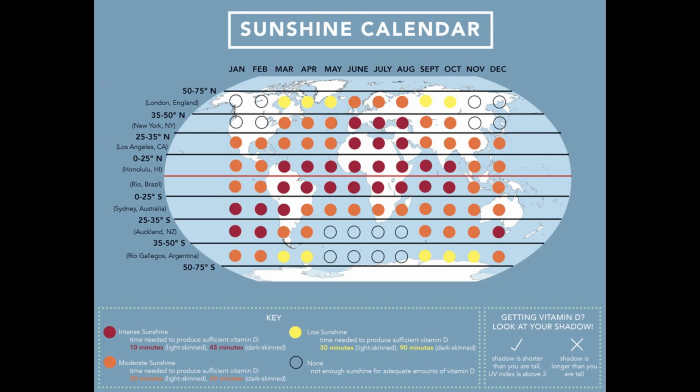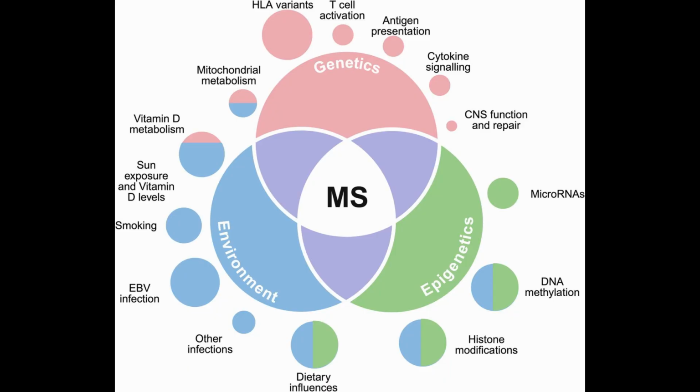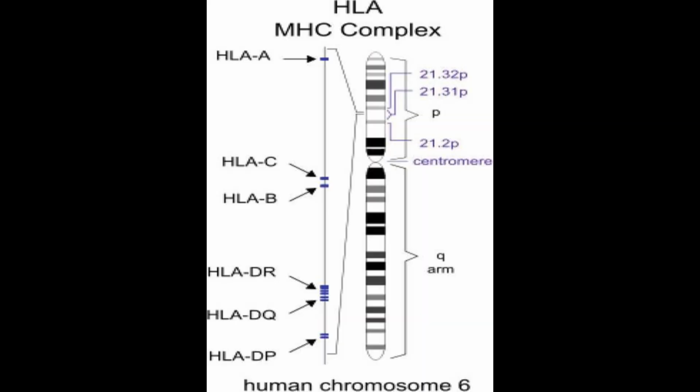MS requires a perfect storm of factors colliding. It begins with an underlying genetic susceptibility. While MS isn't purely hereditary in a Mendelian sense, genetics heavily load the gun. The most famous and heavily validated genetic link is the HLA-DRB1*15:01 allele.